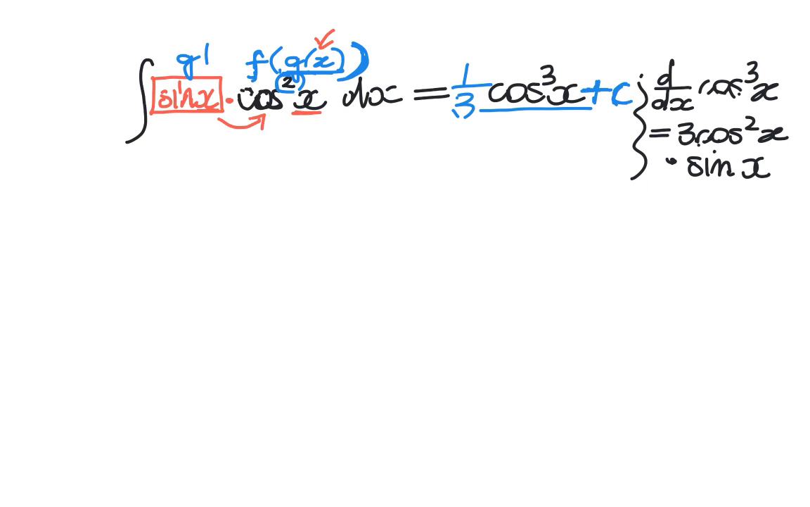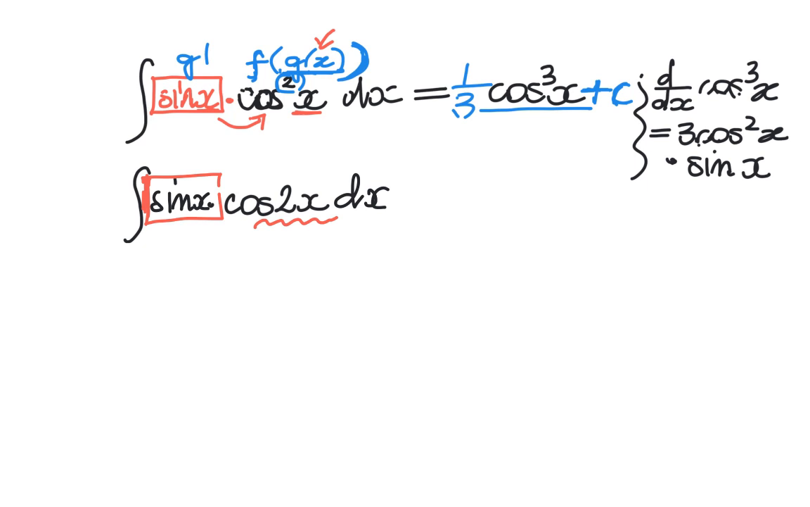So what will happen if instead of cos square of x, I take a simpler one, cos of 2x, and I multiply this by sine of x with respect to x? Isn't that simpler? I don't have a power of 2, I have just the cos of 2x. Is it simpler? Well, the answer is no, because sine of x cannot be the inner derivative of the function cos of 2x.